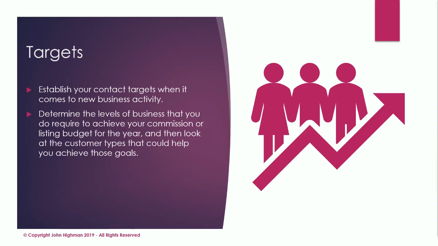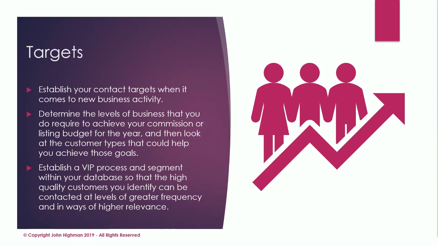Determine the levels of business that you do require to achieve your commission or listing budget for the year. And then look at the customer types that could help you achieve those goals. The customer types. Who are they? Where are they? What do they want? What are they finding as challenges in their property market? You can research that stuff.